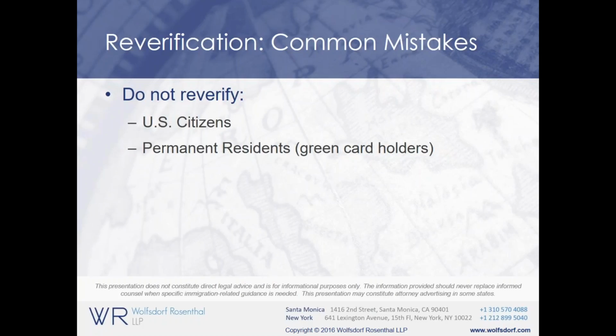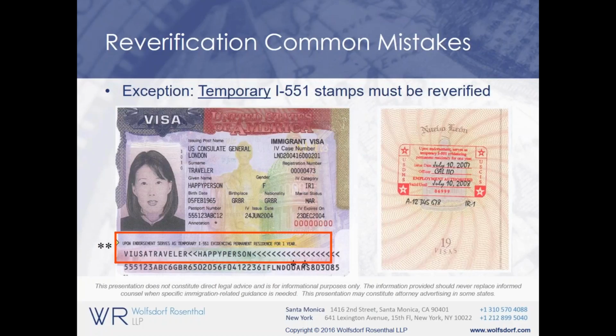One thing to be very clear on: do not re-verify US citizens or permanent residents, green card holders. These are not supposed to be re-verified. So even if you have a US citizen whose passport expires on a certain date, you do not need to re-verify them. The one exception is if you have a temporary I-551 stamp, which you can see in the picture here. These must be re-verified. Everything else is pretty set.